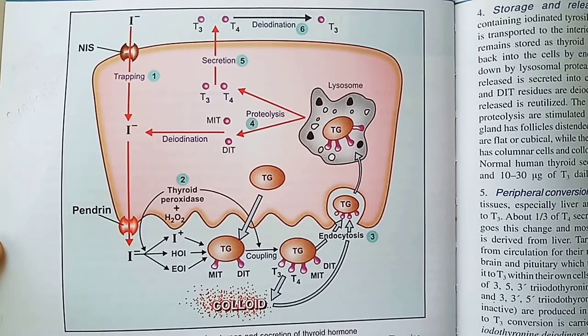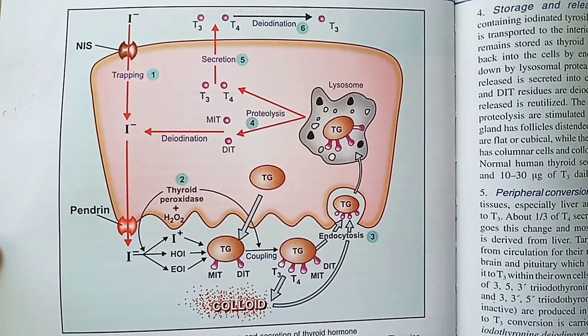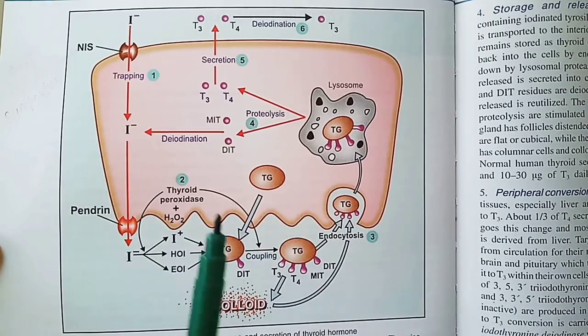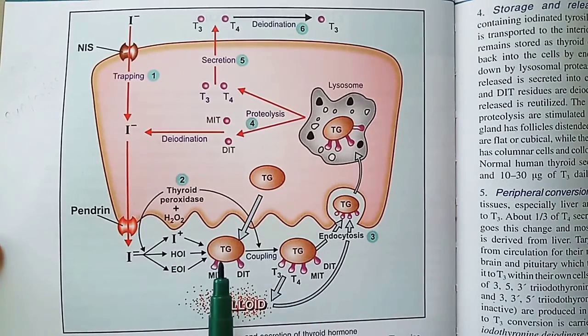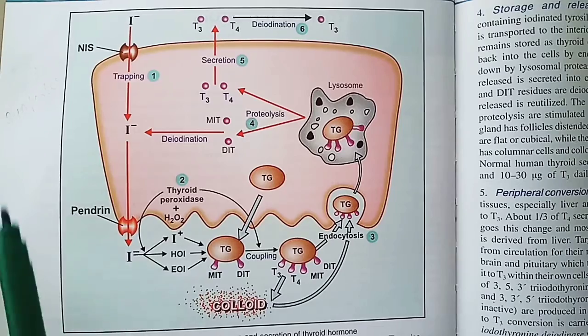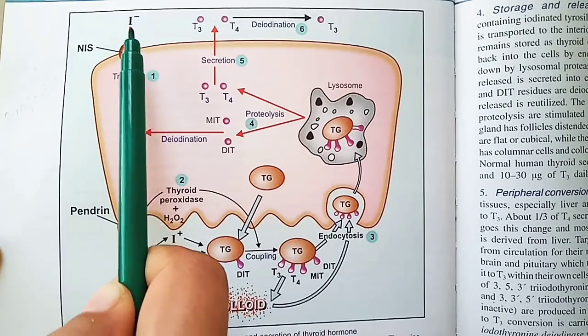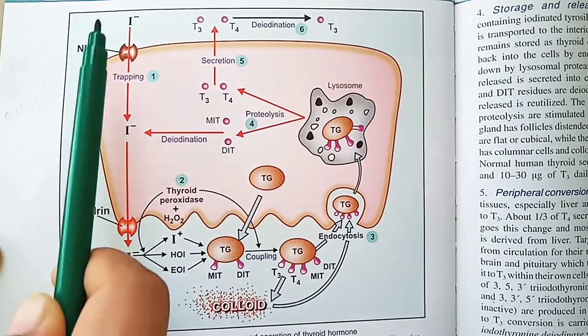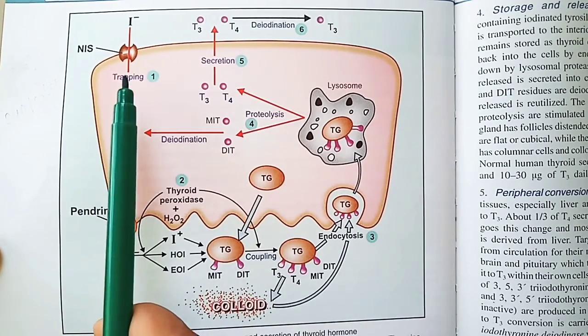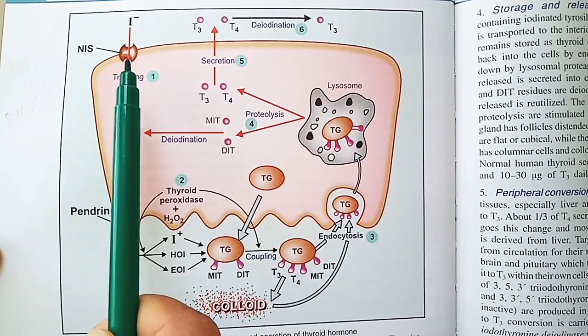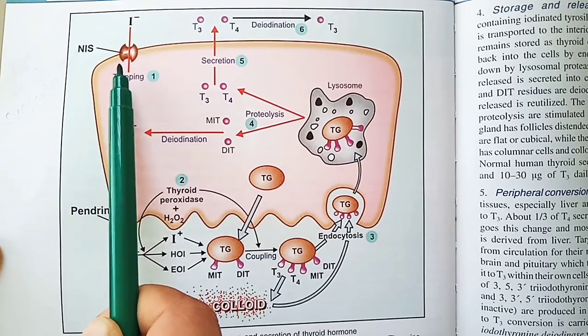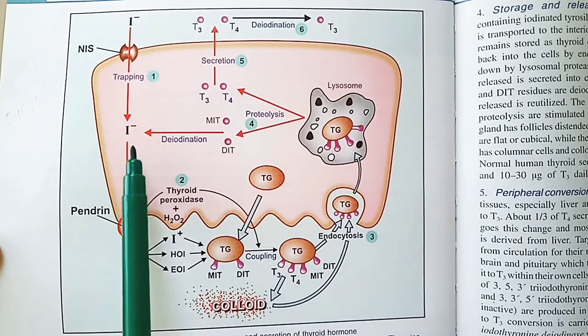Now we are going to see how thyroid hormone is synthesized in the follicular cells. This is a thyroid gland follicular cell, and the whole transport mechanism is given. So let's see how it is done. The iodide present in the surrounding is trapped by the follicular cell with the help of the sodium iodide symporter. This symporter allows the iodide to enter inside.